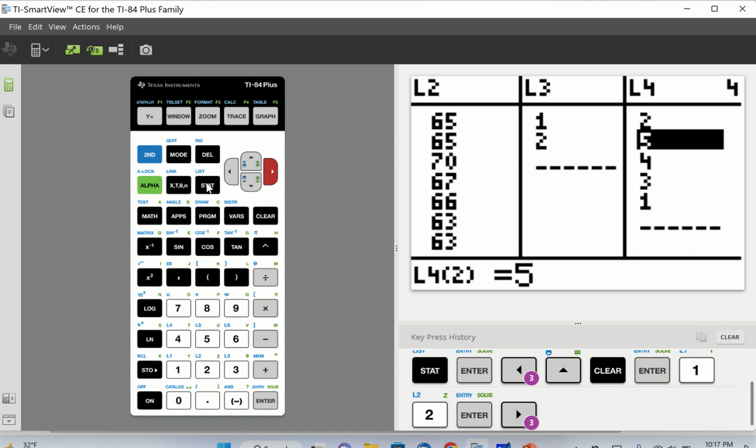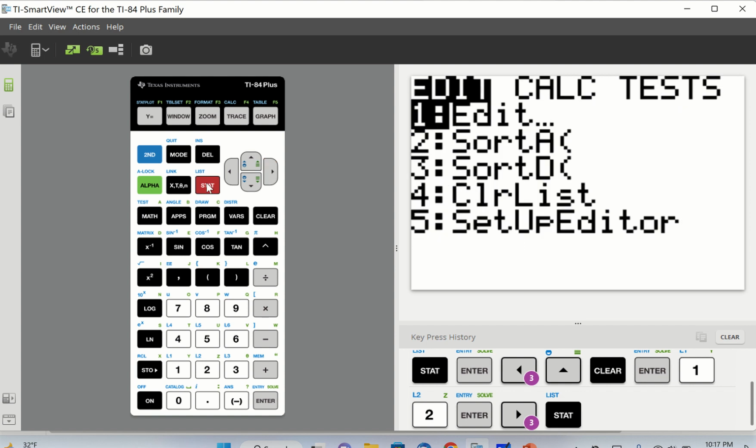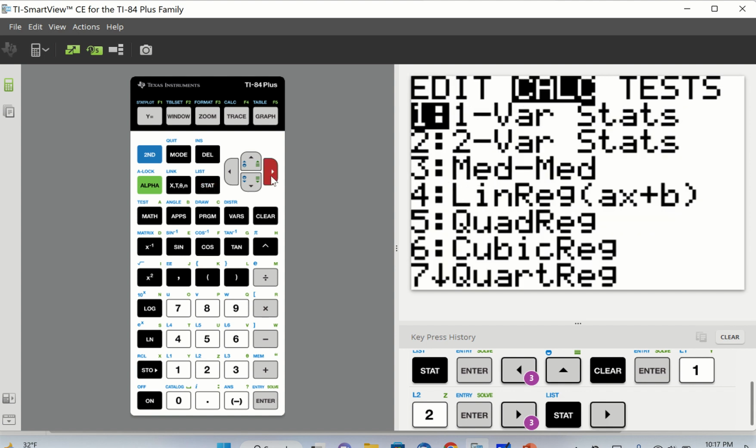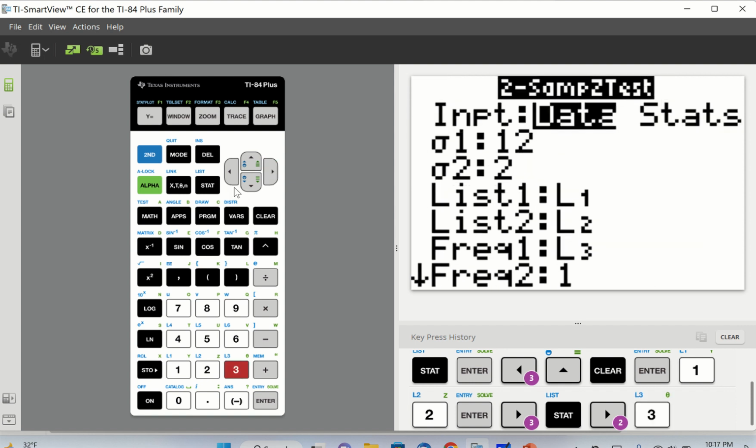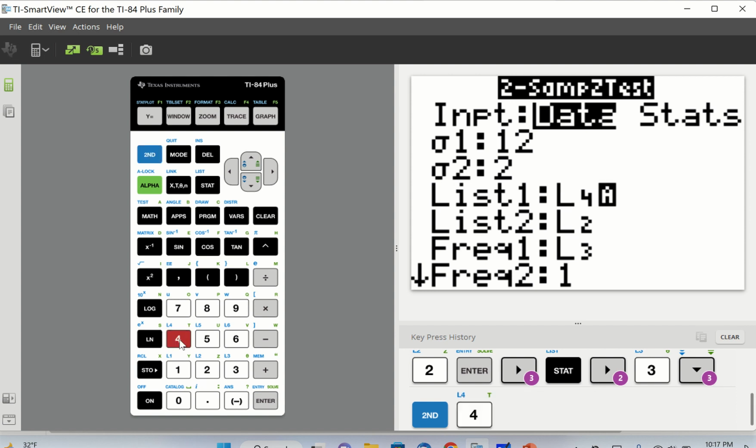To calculate, you go back to Stat and go to Tests, option 3, and under data you would type in the list names where your data was. Let's pretend our list 1 is in L4. How would you bring up the list name? The list names are above the numbers on your calculator. To get to L4 you would hit second 4, and it will be populated with L4. So that's with the data given.